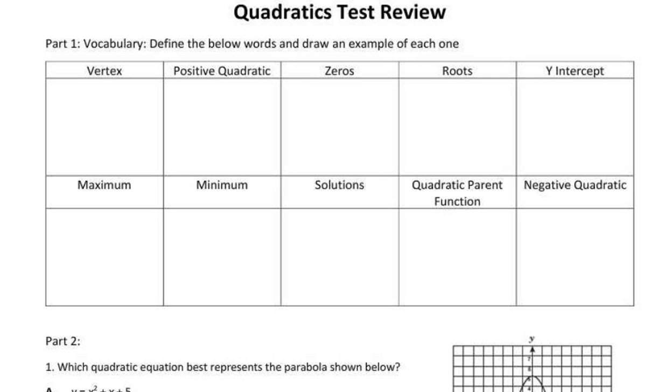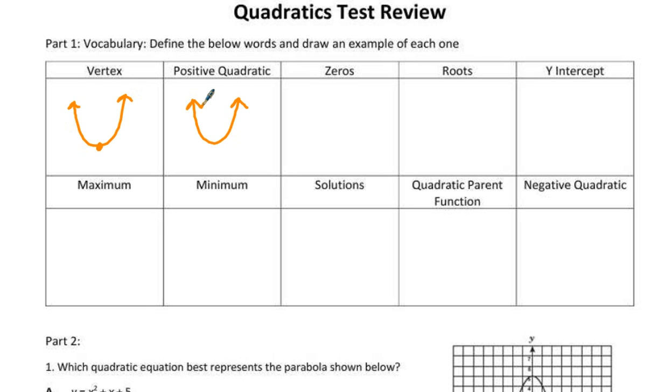All right, so this first chunk, vocab, I'm not going to spend a ton of time on this, but let's remember real quick our vertex. Our vertex, remember that's like your maximum or your minimum point. So it might look something like this on a graph, and it's this point right here. We also call that the point of transition, and we sometimes refer to it as our maximum or our minimum.